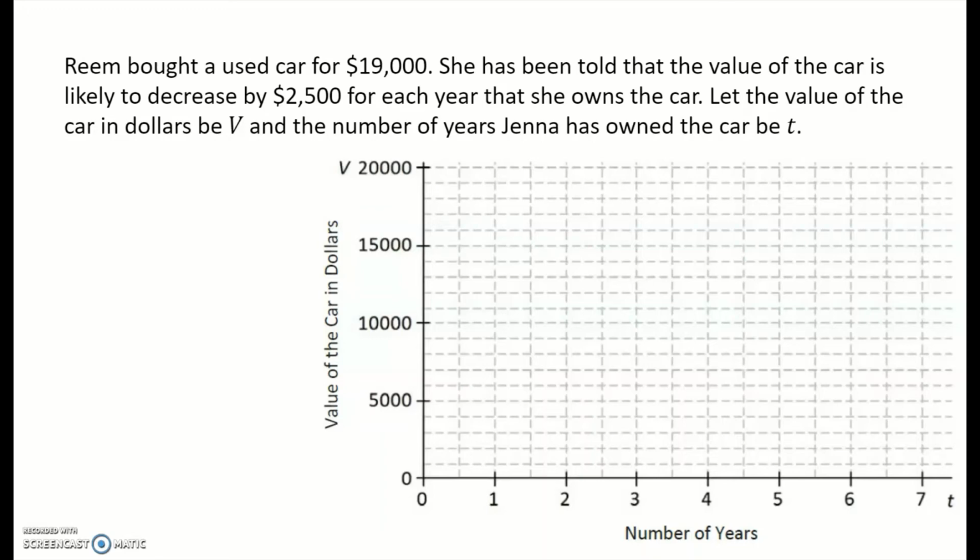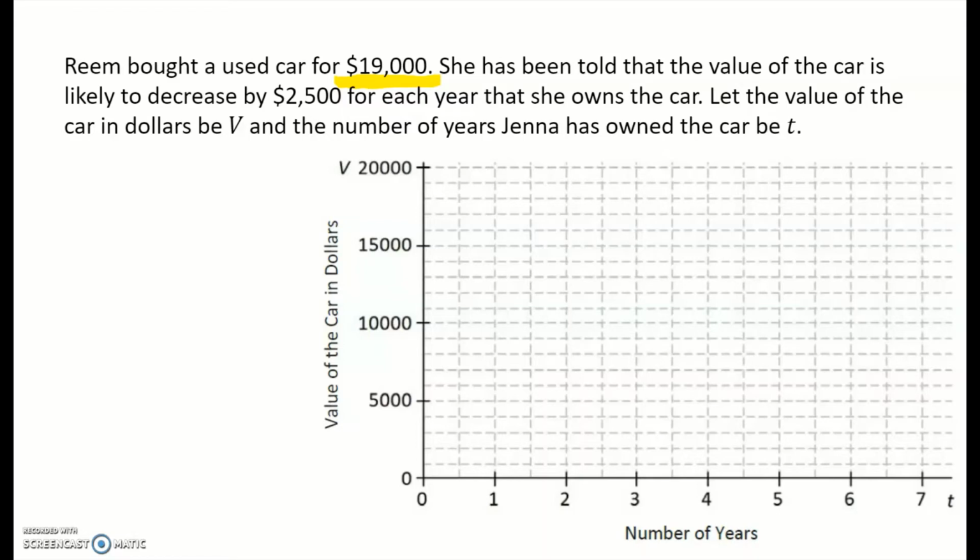So here we have a problem that we're going to represent using a linear model or a linear function in order to answer some questions about it. First, when you have such problems, you need to identify the initial value. That is the value that isn't changing, and that is the 19,000. So that's our initial value or our y-intercept.